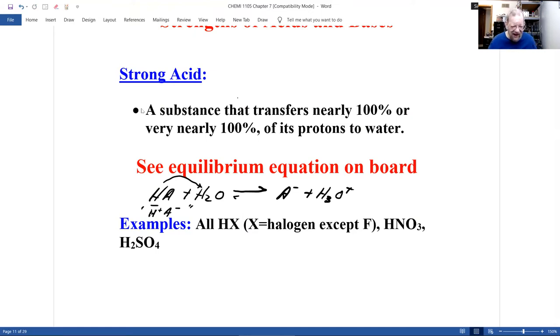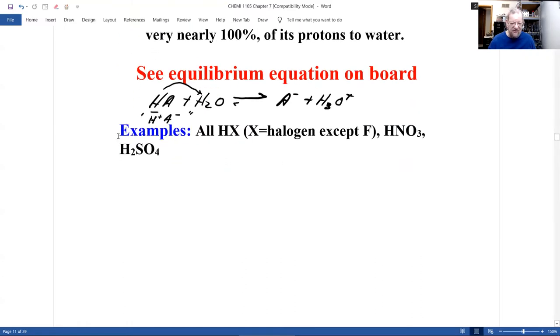So strong acids do this. Now, what are examples of strong acids? In organic chemistry, we use the letter X for halogen. So strong acids, and again, this is not going to be on a test, but you should learn this for the rest of your life.